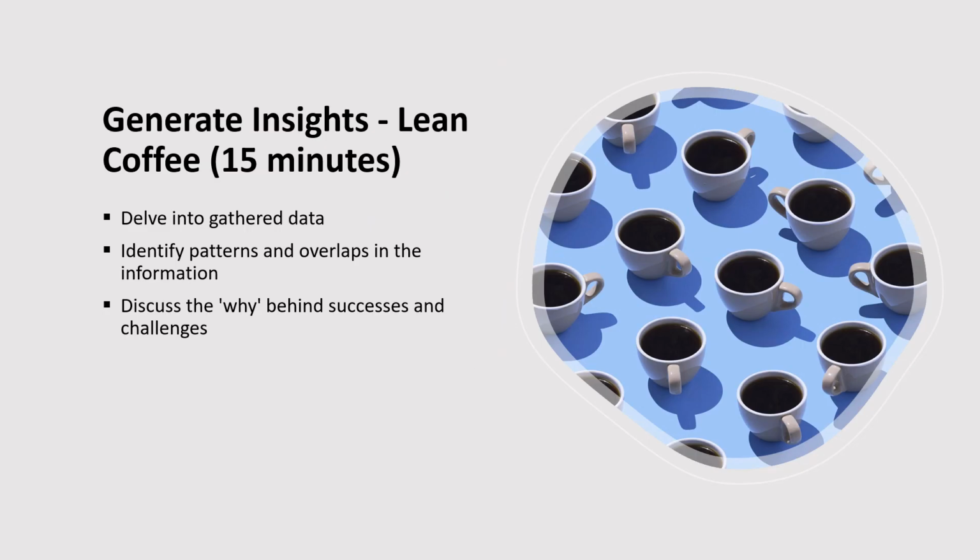Thirdly, generate insights. Lean coffee, the perfect 15 minutes. The generate insights phase is where you delve into the data you've gathered. During this 15-minute discussion, you'll identify patterns and overlaps in the information. You're looking for the why behind certain occurrences, what's driving the successes and what's causing the hiccups. By describing the future state, you can backtrace the steps required to reach your desired goals. This phase ensures a focused and productive conversation.